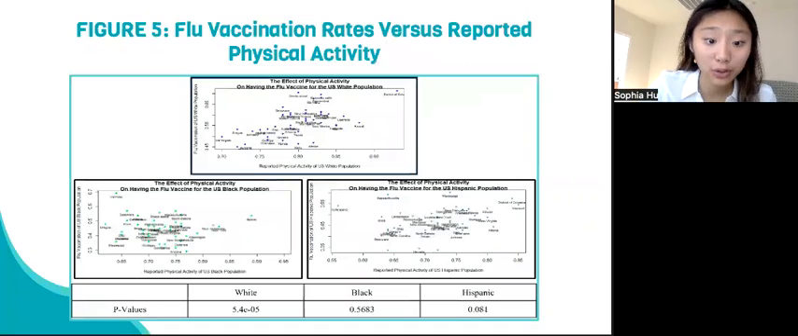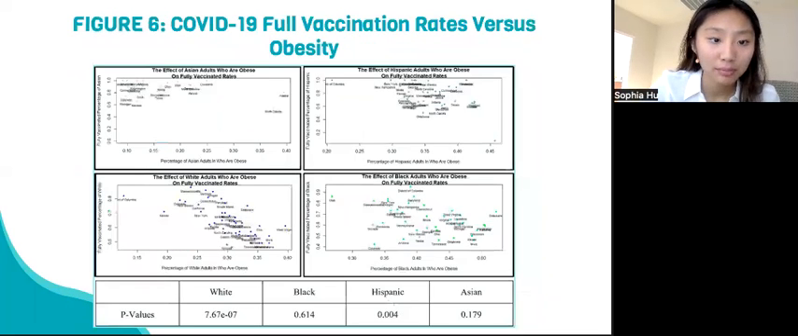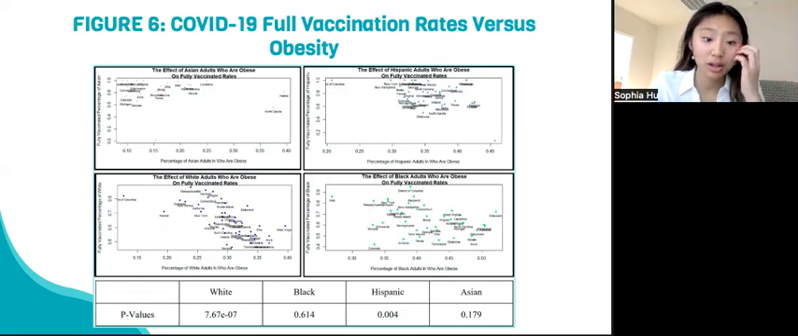Same thing, but against flu: again, a positive correlation, as you can see on the top scatter plot, and also a small p-value, but too big of a p-value for Black and Hispanics. Then I did COVID-19 vaccination rates versus obesity. This time there's a negative correlation for whites. It's proven by the small p-value, but not really a correlation for the other three.